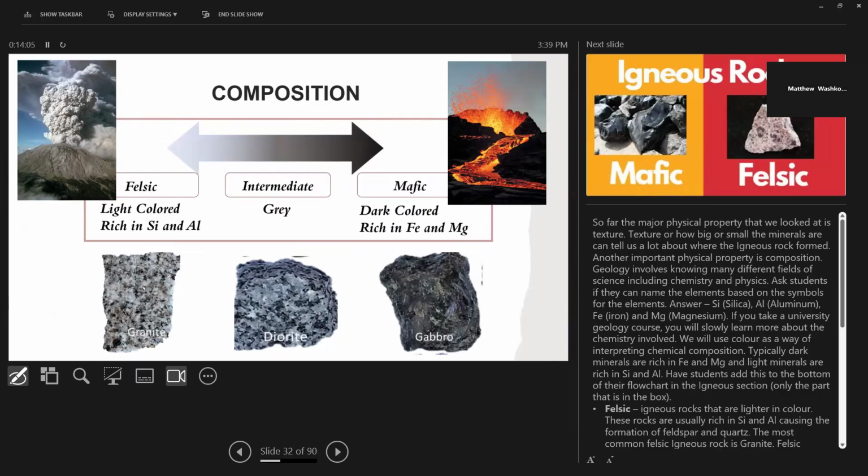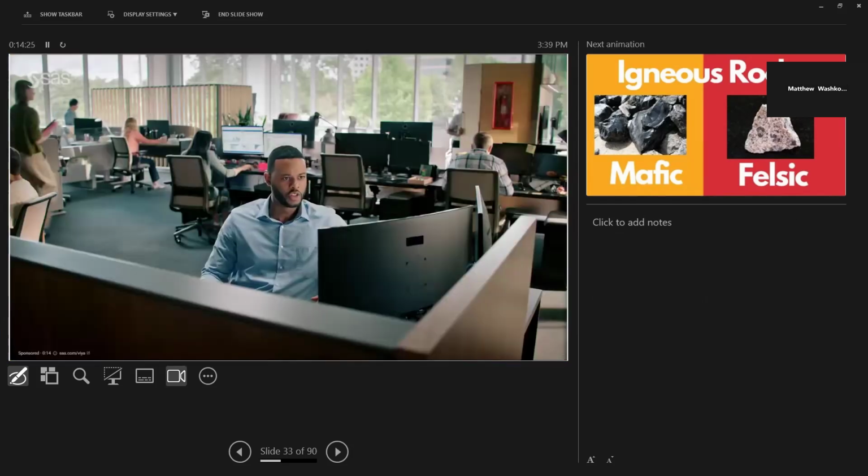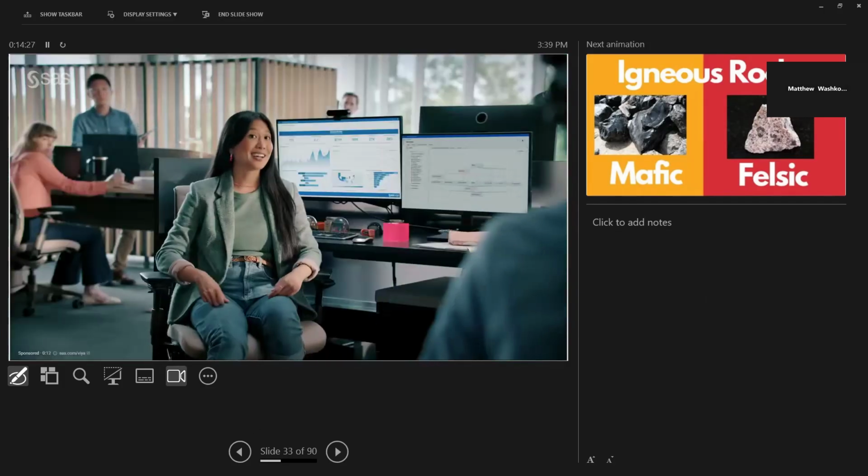But generally speaking, felsic rocks are lighter colored. Intermediate rocks tend to be gray, frankly, and mafic rocks tend to be dark colored. And they change in what they're rich in, what minerals they're rich in. So at this point, again, watch this video. Watch the video. You were given the link.